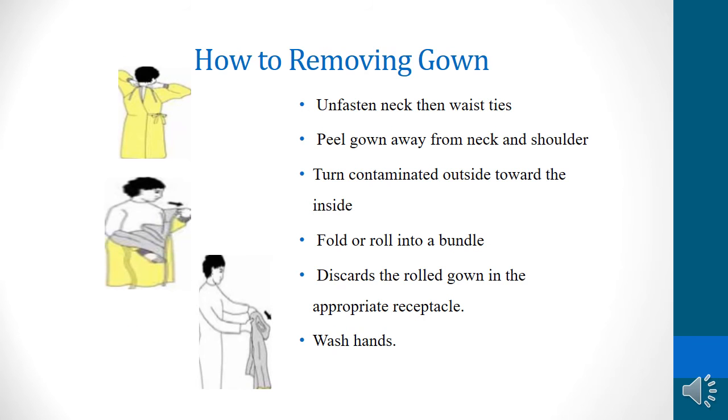We finished our procedure and now we are going to remove the gown. So we will start from the last step we applied. Unfasten the neck, then the waist tie, pull the gown away from the neck and shoulders, turn the contaminated outside towards the inside, fold or roll into a bundle, and discard the rolled gown in the appropriate receptacle. The last step: wash your hands.